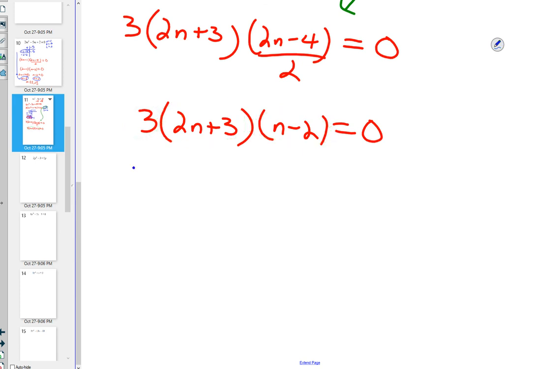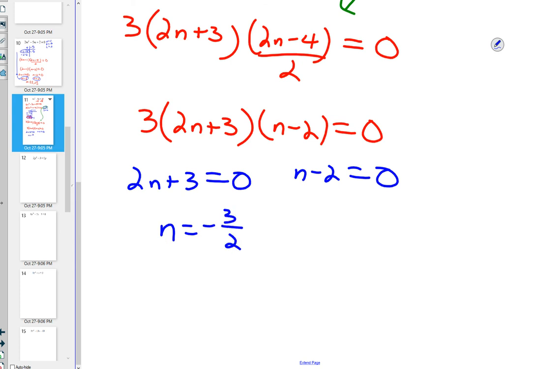When I make each factor equal to 0, I'll just say 2n plus 3 equals 0. I'll just say n minus 2 equals 0. And instead of spending more time solving this, I'm just going to assume that if you know how to get this far, the last couple steps are not going to trip you up. But can I just tell you that this is negative 3 over 2 and that this is 2?